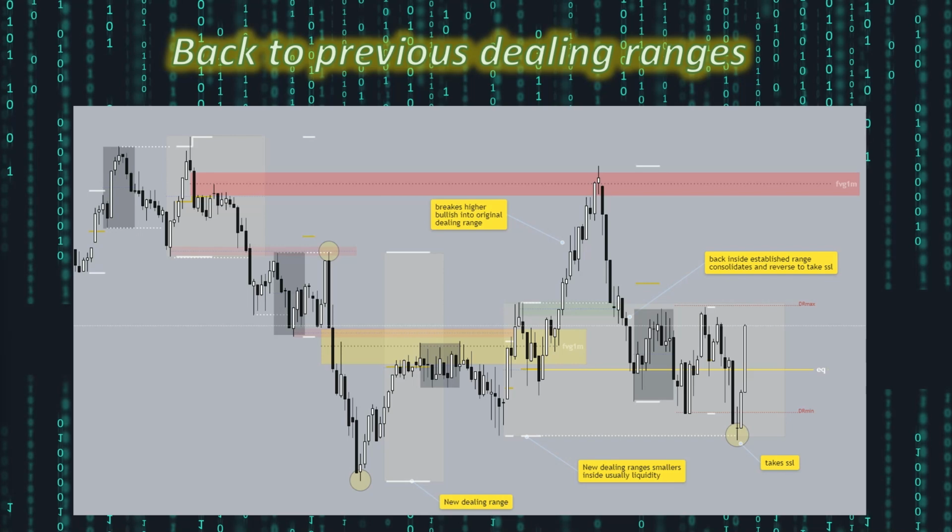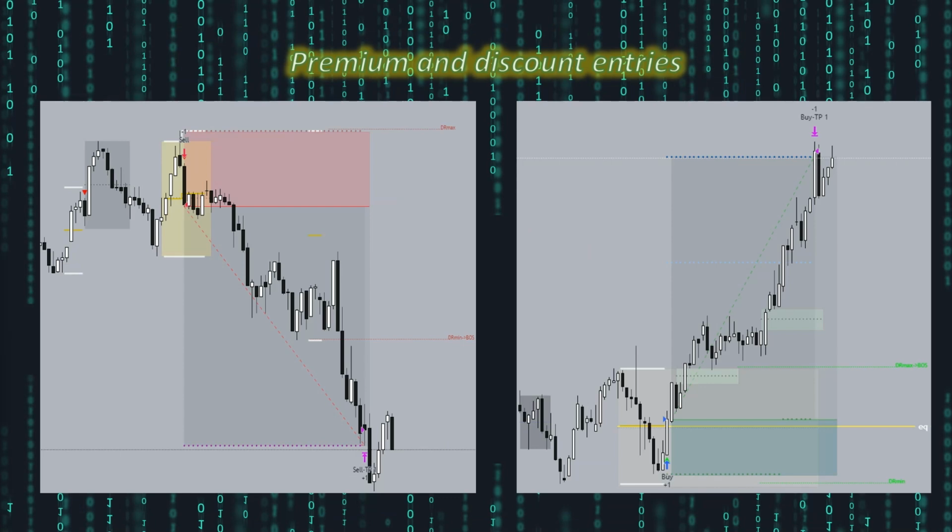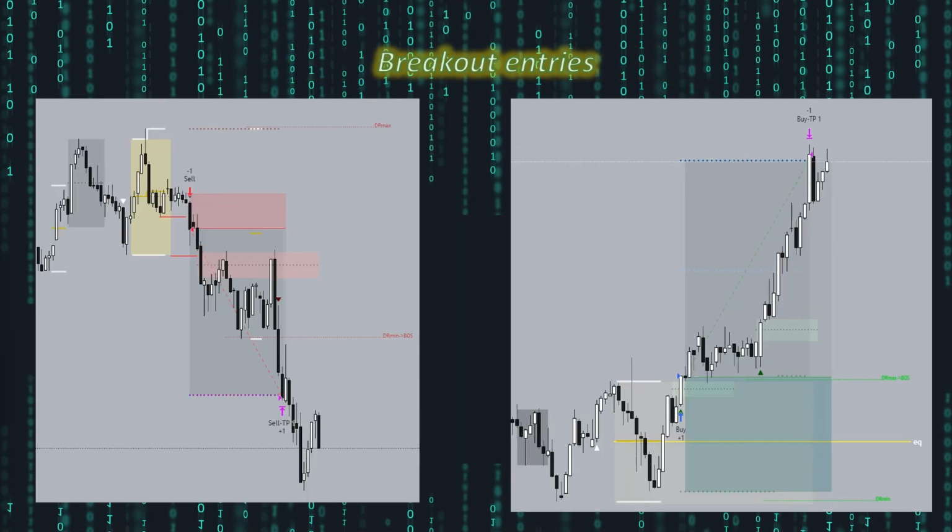once it reaches equilibrium. So we basically are going to have two types of entries in the Rook Algo: the premium or discount entry, that is a retracement followed by an expansion. And the breakout entry is the one that happens when price leaves or breaks the established range, entering the expansion phase. I am going to show some quick examples using the Rook Algo.